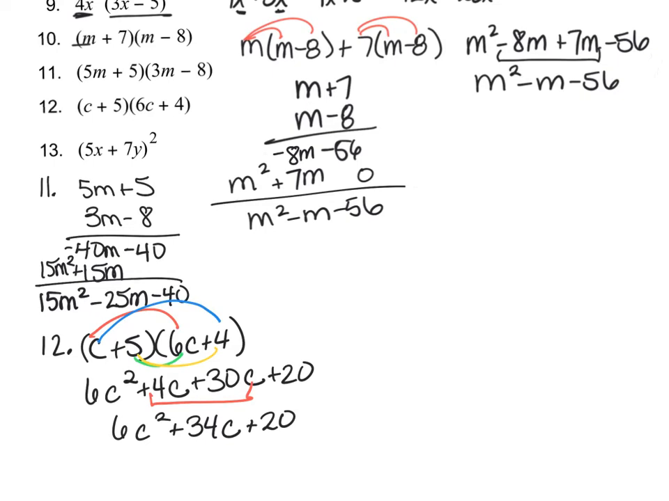So on these, you just got to really pay attention to your signs. Make sure your positive and negative signs are good. And then make sure you multiplied and added correctly. That was 12. And then 13.